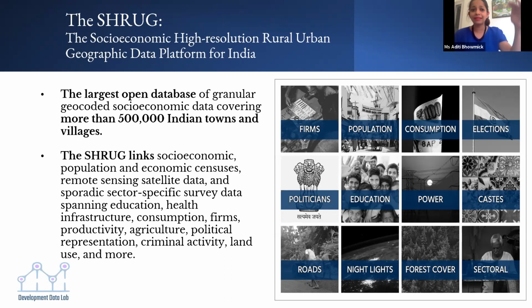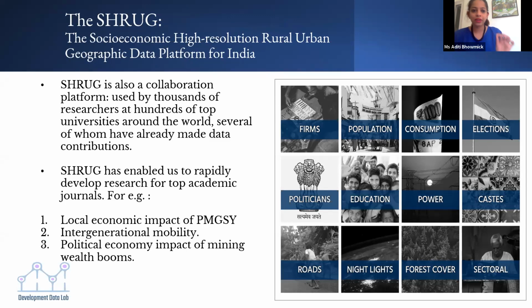You have data at the industry level for all firms, 50 million plus firms. You have consumption data, you have productivity data. We have very recently also put out data on criminal activity. So there's a lot going on and it's all out there, ready to use, and it's all linked. So the USP of the Shrug is really two things. One is the linkability across data sets, but also linkability over time. And I'll tell you a little bit more about that in a second.